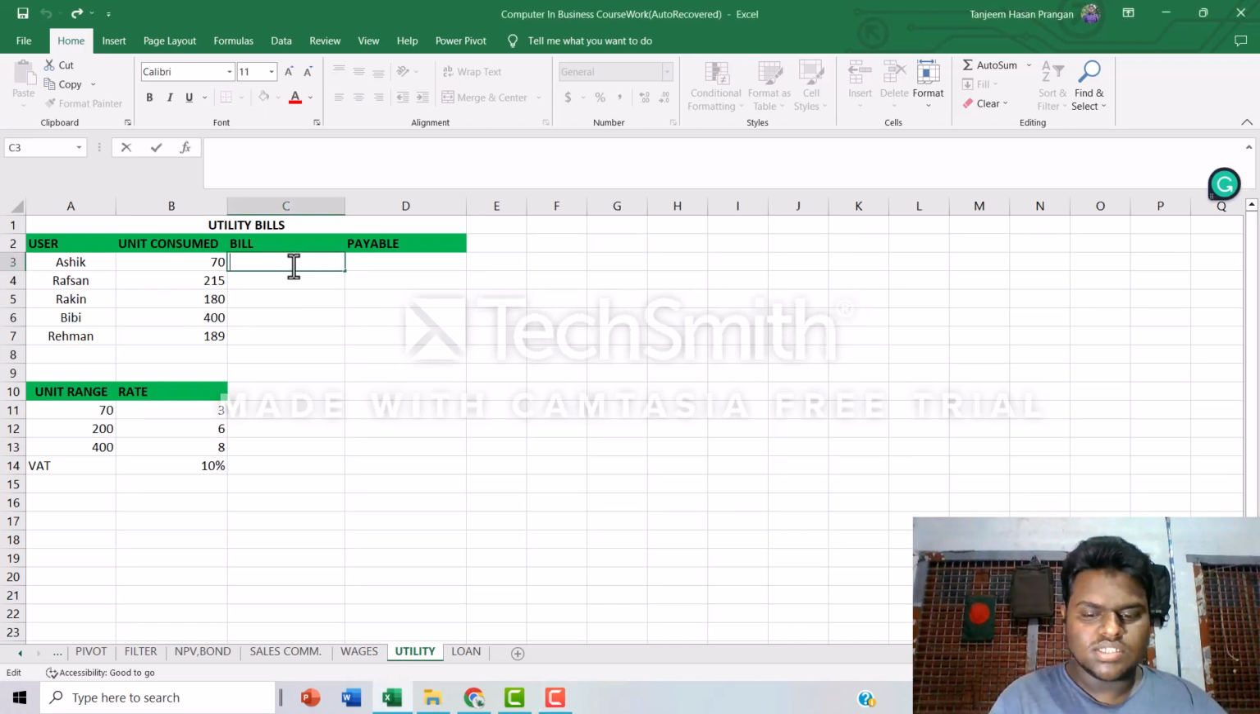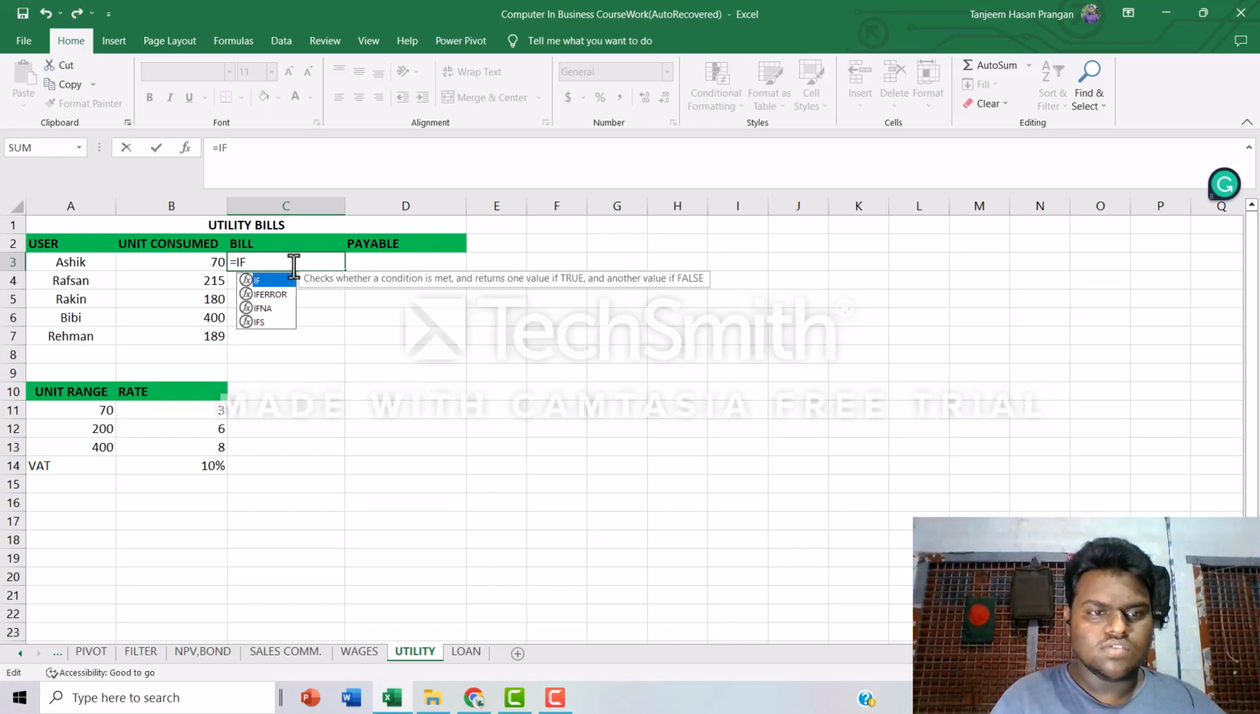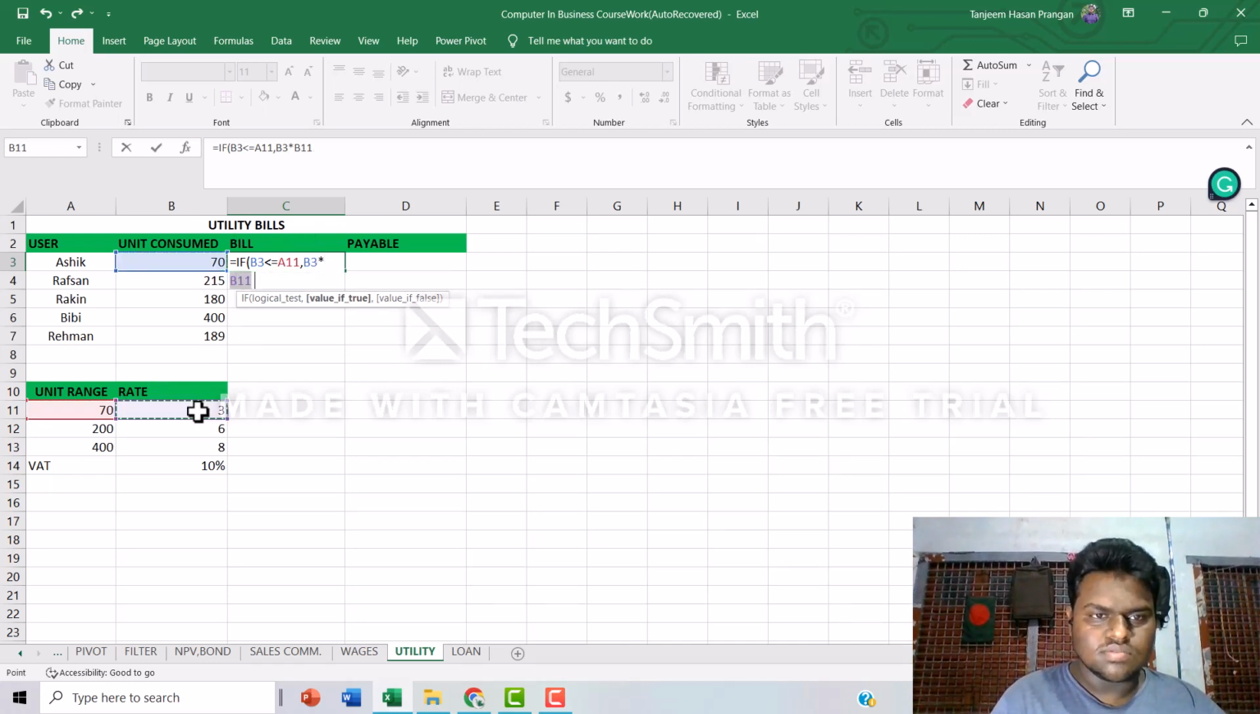So as far as the Excel formula, we are going to use the if function again. So if function, then as far as the logical test, we are going to use this, then greater than or equal to, it shows the first condition, then this would be multiplying by the rate, which is 3.